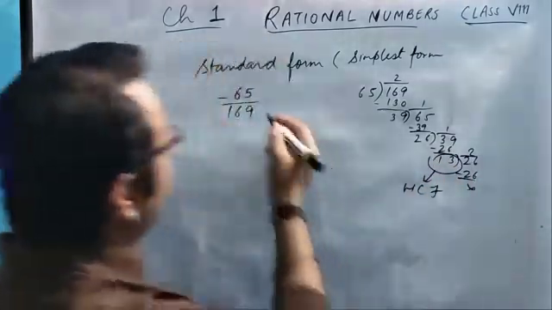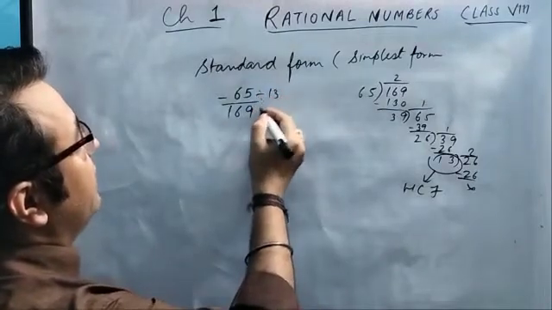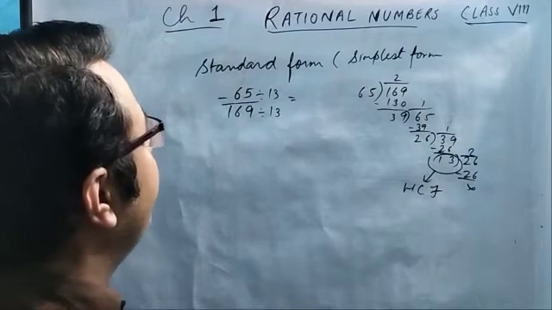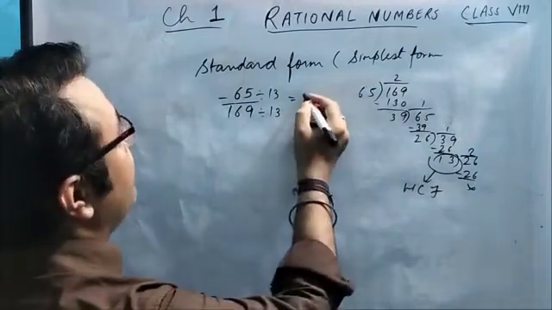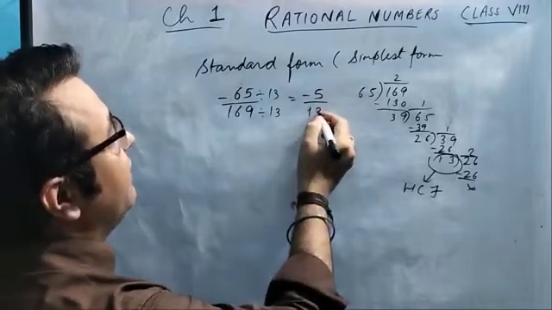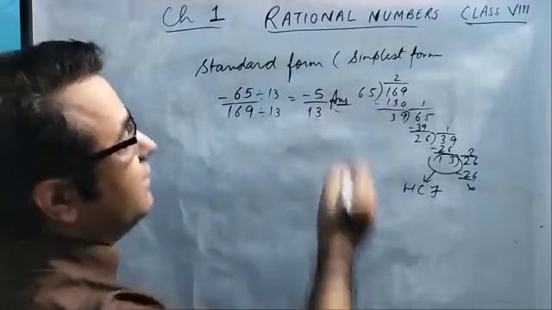So we divide the numerator and denominator by the HCF in order to reduce it into simplest form. Now minus 65 divided by 13 will give us minus 5, and 169 divided by 13 will give us 13. So this will be our answer in simplest form.